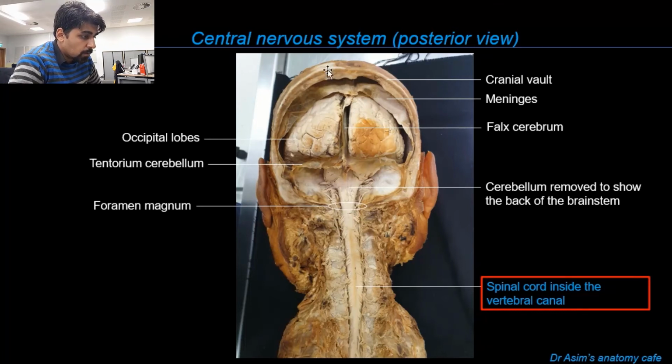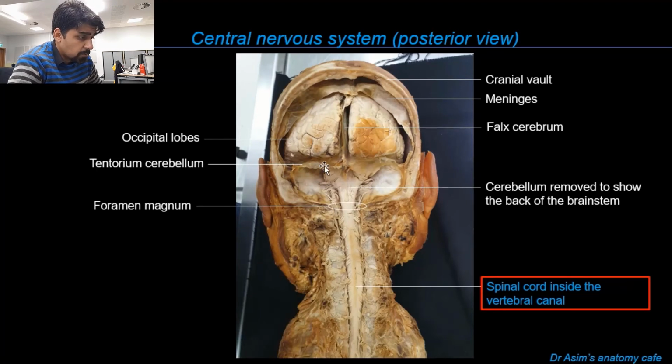See, the cranial vault has been removed from the back, and you can see the meninges which are wrapping over the brain. You can see the back of the brain over here. So this is the occipital lobe. We can see the right occipital lobe and the left occipital lobe over here being separated by a dural partition which is known as the falx cerebri.